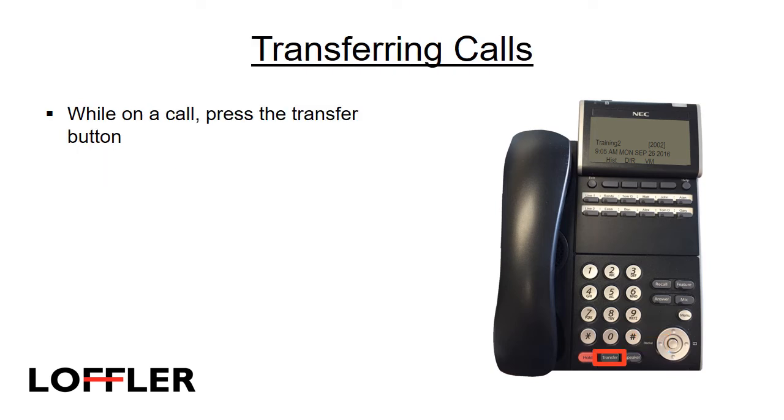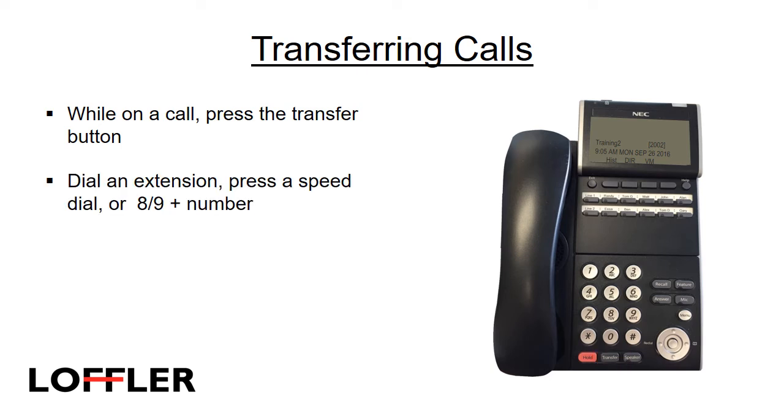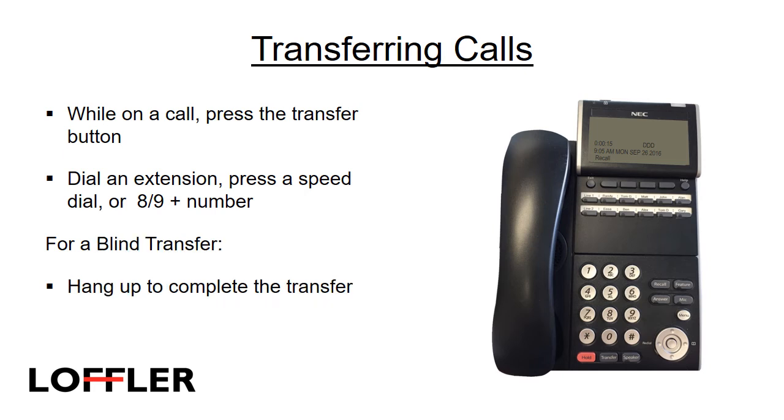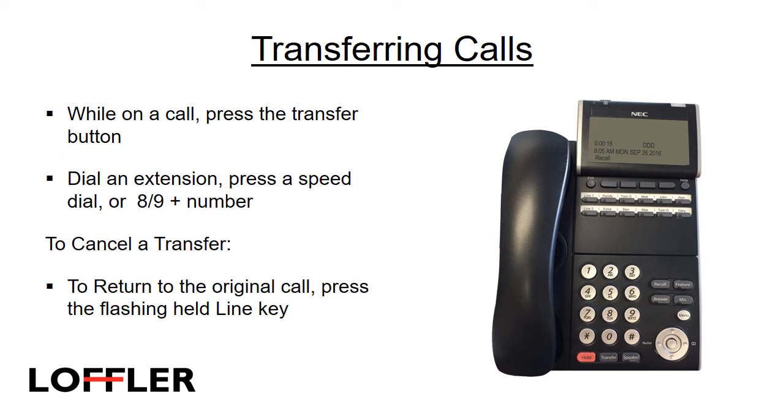To transfer a call from your extension to another number, press the transfer button. Dial an extension, press a speed dial, or the trunk access code 8 or 9, and then the number. For a consult transfer, wait for an answer, announce the call, and hang up to complete the transfer. To complete a blind transfer, hang up the phone as soon as you are done dialing. To cancel a transfer and return to the original call, press the flashing line key.